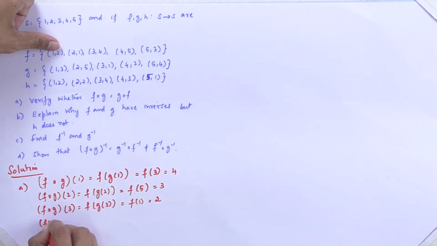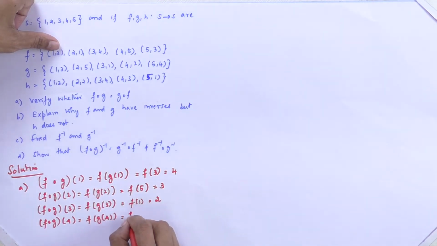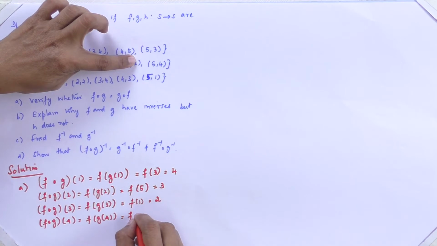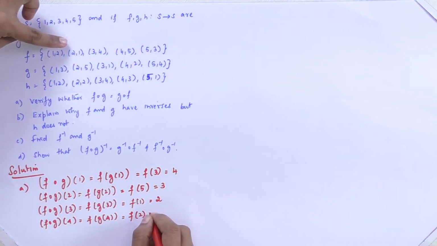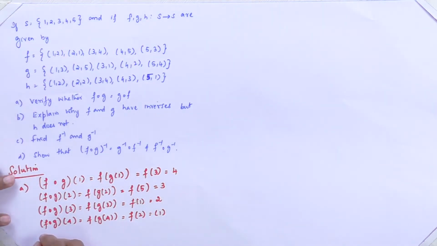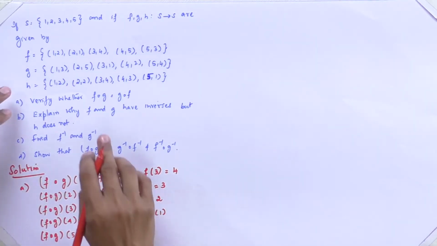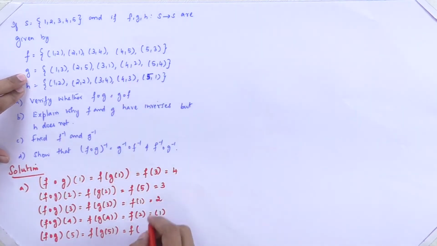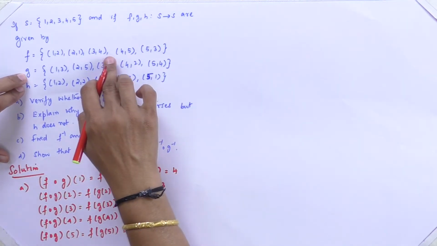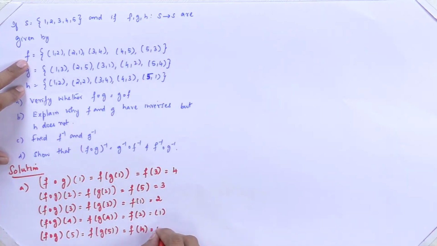And f composition g of 4, that is f of g of 4. How is g of 4 mapped? It is mapped onto 2. So f of 2, how is it mapped? 1. And f composition g of 5 will be equal to f of g of 5. How is this 5 mapped under g? It is mapped onto 4, and how is this 4 mapped under f? It is mapped onto 5.